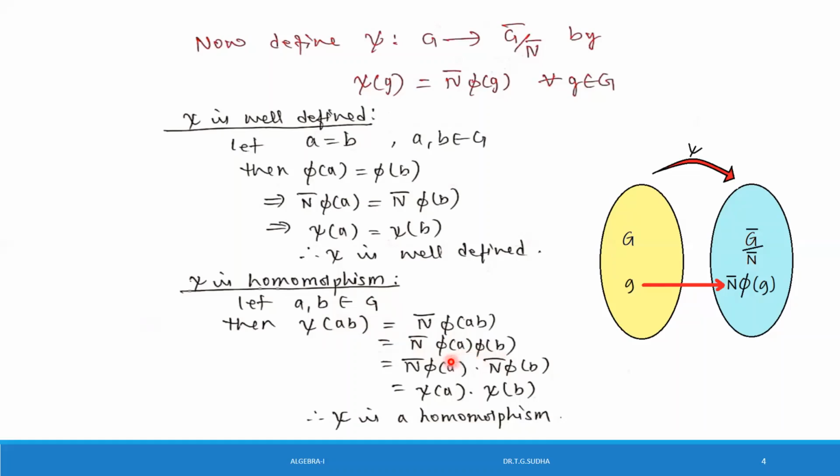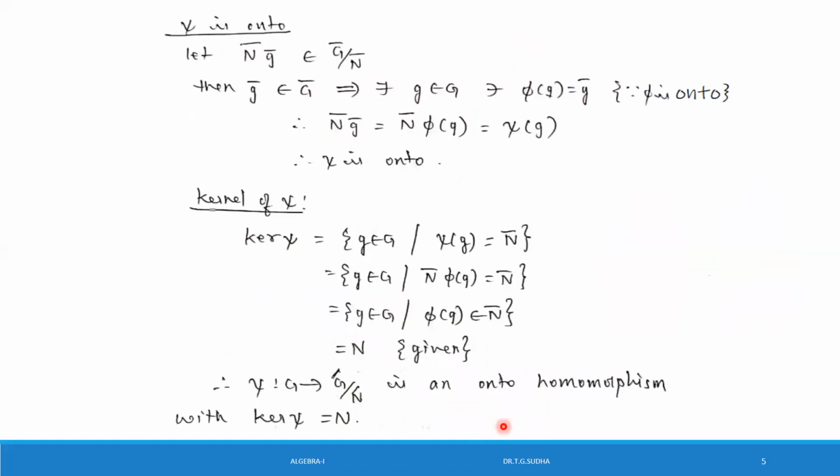Therefore, we can write this as n bar of phi of A into n bar of phi of B by the properties of cosets. And here, this gives us psi of A, and n bar of phi of B gives us psi of B. Hence, psi of AB is equal to psi of A into psi of B. Hence, psi is a homomorphism.